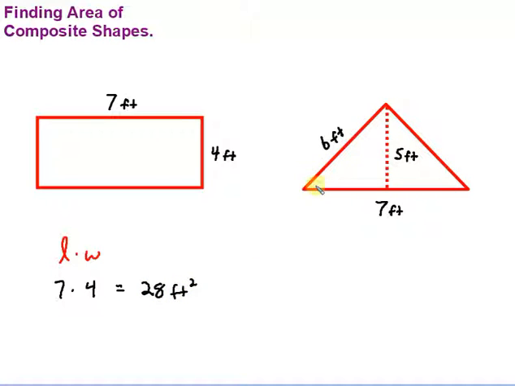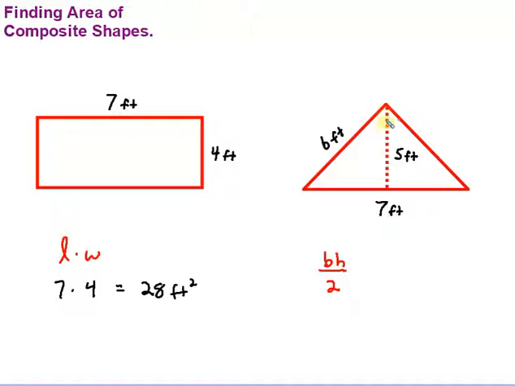With our triangle, we have a little different situation. We want to find the area of a triangle. We remember that our formula is base times height divided by 2. As we say it in class, base times height divided by 2. So we need to figure out which one is our base. In this case, our base is the one across what we would say is the bottom of the triangle.